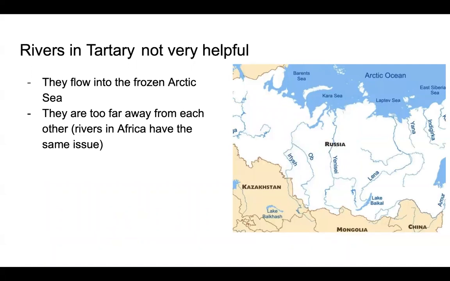But then he also mentioned Tartary. Tartary, I think it means modern day Siberia and Mongolia, maybe somewhere in Central Asia as well. I guess just Northern Asia in general. So why is Tartary so poor, right? He explained because these rivers flow into the frozen Arctic Sea.